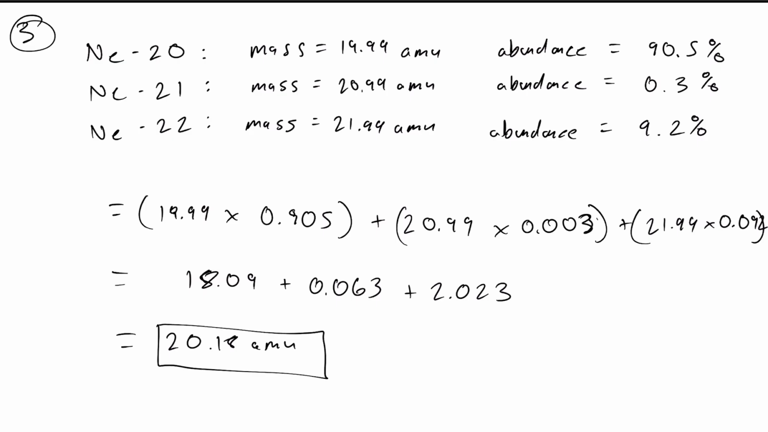So quickly, let's recap. The first step is to convert the percent to a decimal. Then we multiply each isotope's mass by its abundance. Then the third step is we add the values together. And finally, we round our final answer to the appropriate number of significant digits. And normally your teacher will give you this value, so you won't really have to worry about that.